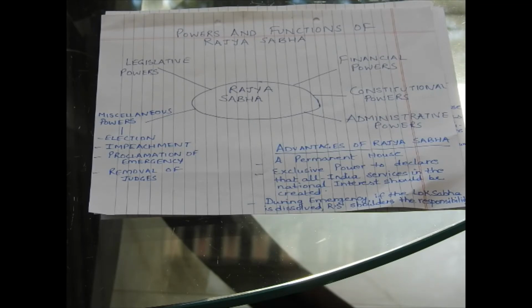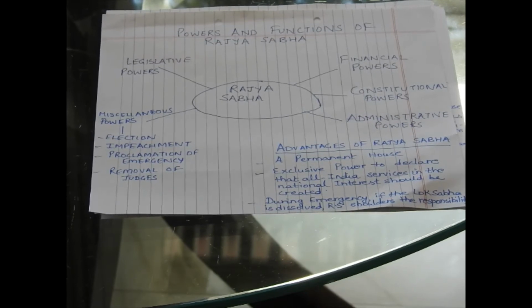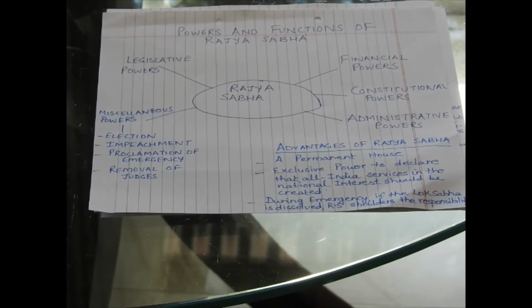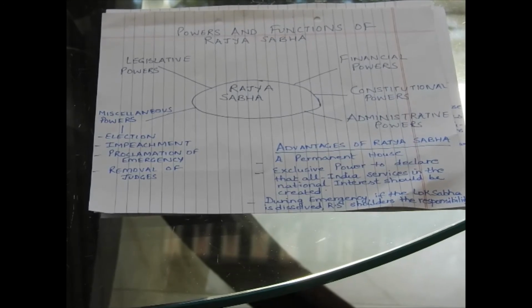Moreover, ministers may be appointed from Rajya Sabha. The constitution permits a minister who is not a member of Lok Sabha to take part in the proceedings. So these are the powers and functions of Rajya Sabha. There are various miscellaneous other powers which are regarding elections, impeachment, proclamation of emergency, removal of judges.